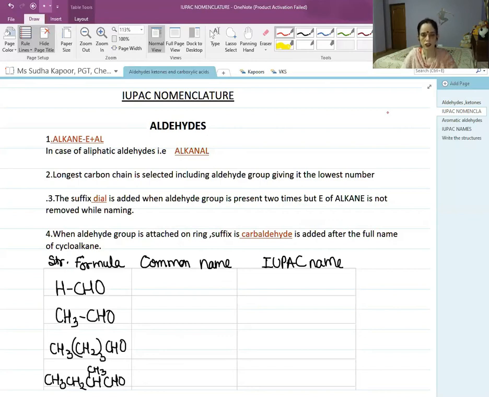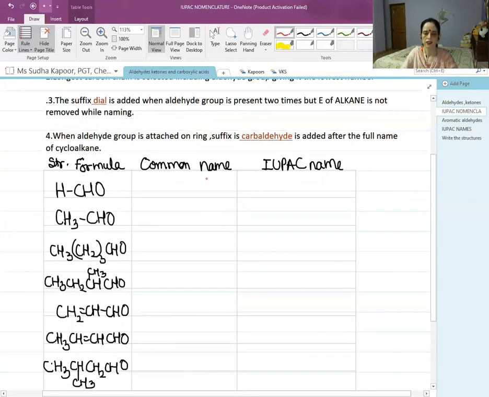Now, when aldehyde group is attached on a ring, it is not included in the counting part. When the CHO is present outside the ring, the cyclic part, then it is considered as carbaldehyde. So -al is used when the CHO is a part of the chain, but when CHO is lying outside the ring, then it is considered as the carbaldehyde. So we have to remember two things: when it is to be used as -al and when it is to be used as carbaldehyde. So these things should be highlighted when we are doing the nomenclature part. So the thing becomes clear as soon as we go to the practice part of it. So let us see certain common and the IUPAC names of certain things.